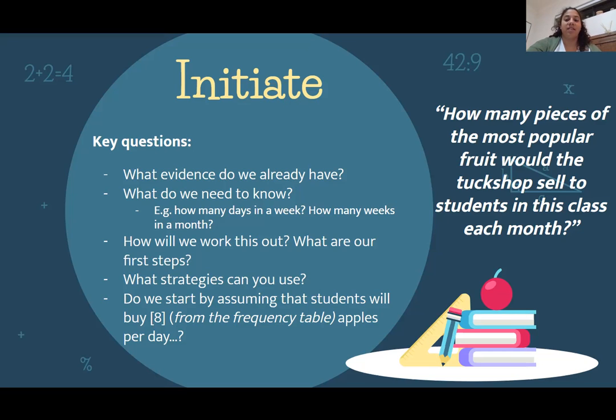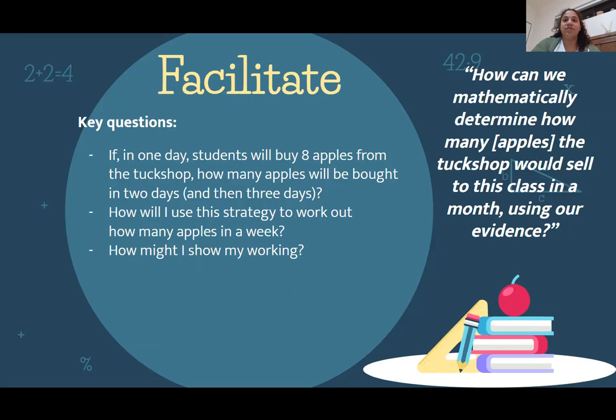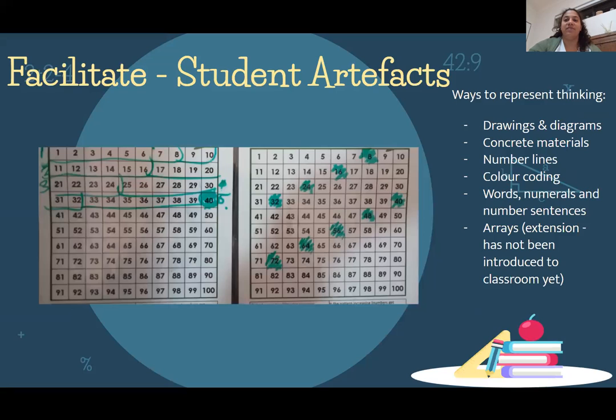In the facilitate phase, students will plan and possibly perform preliminary trials of their strategies to solve the problem. Key questions will guide whole class and small group discussion. One question is, if we bought 8 apples in one day, how many apples would we expect to have bought after 2 days or 3? This question should lead students to make connections to strategies such as skip counting and repeated addition. So students will work in groups of 4 to 5 and devise strategies that they might use to work out how many apples they would need for a week or a month.